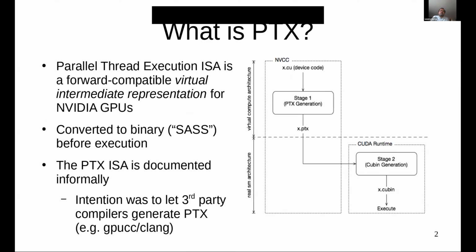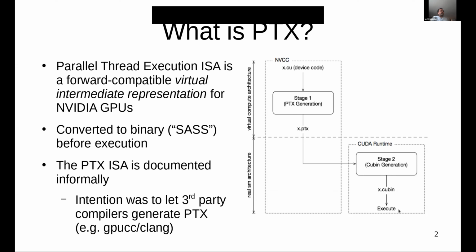And the general idea was, as you can see in this figure, if you write a CUDA program, you will get PTX output. And if it runs on a GPU that is new and that was not available when the program was written, the CUDA runtime will translate the PTX into SASS, which is the binary ISA that the GPU understands, and execute the program hence.